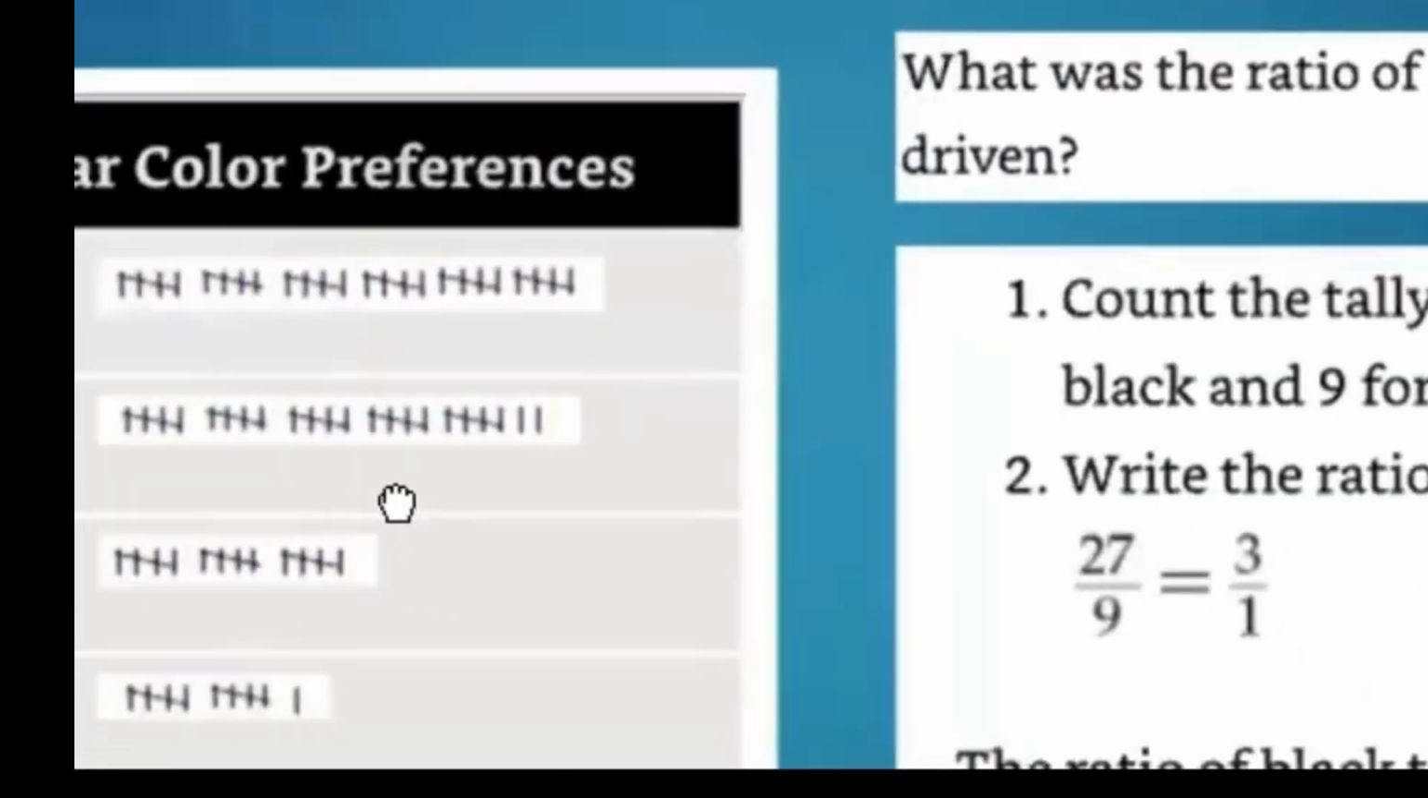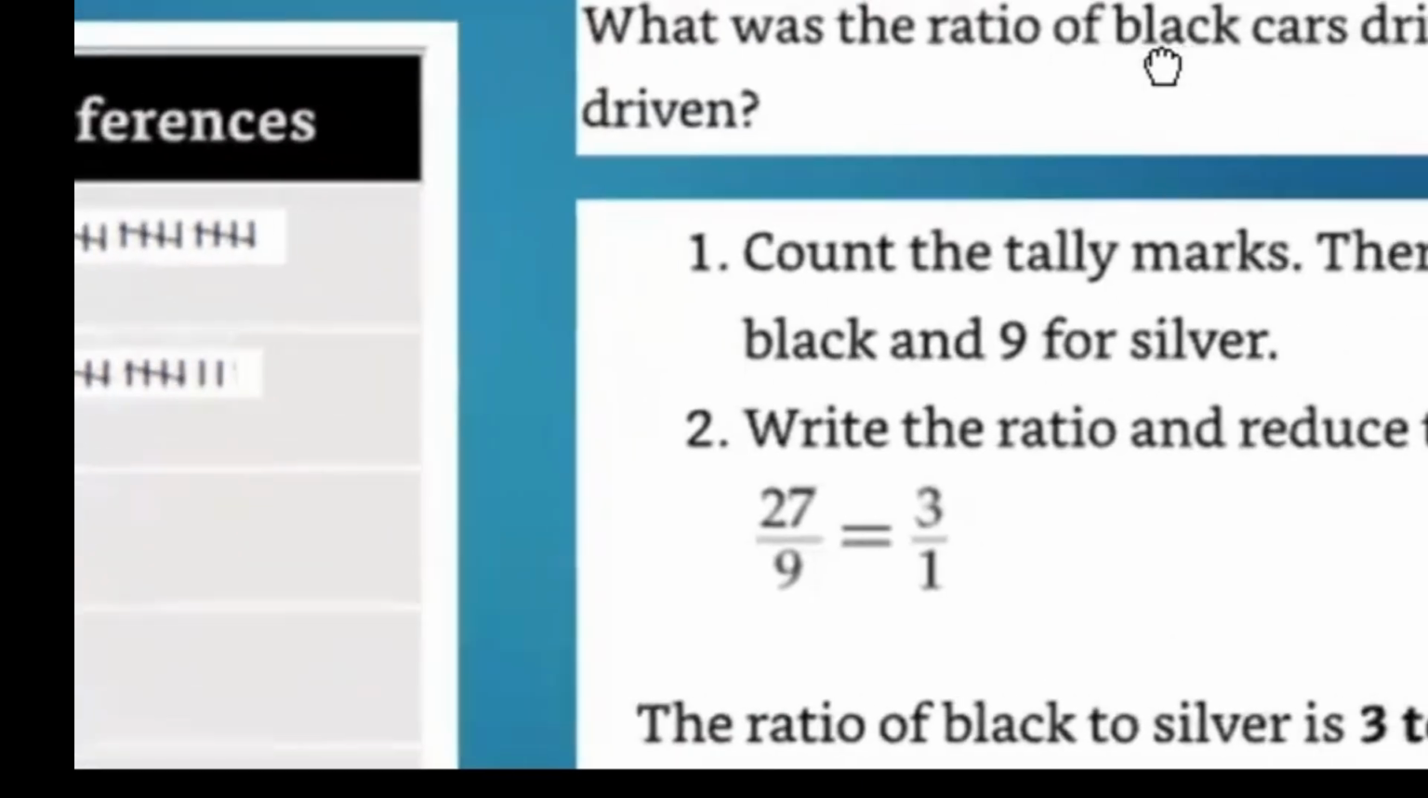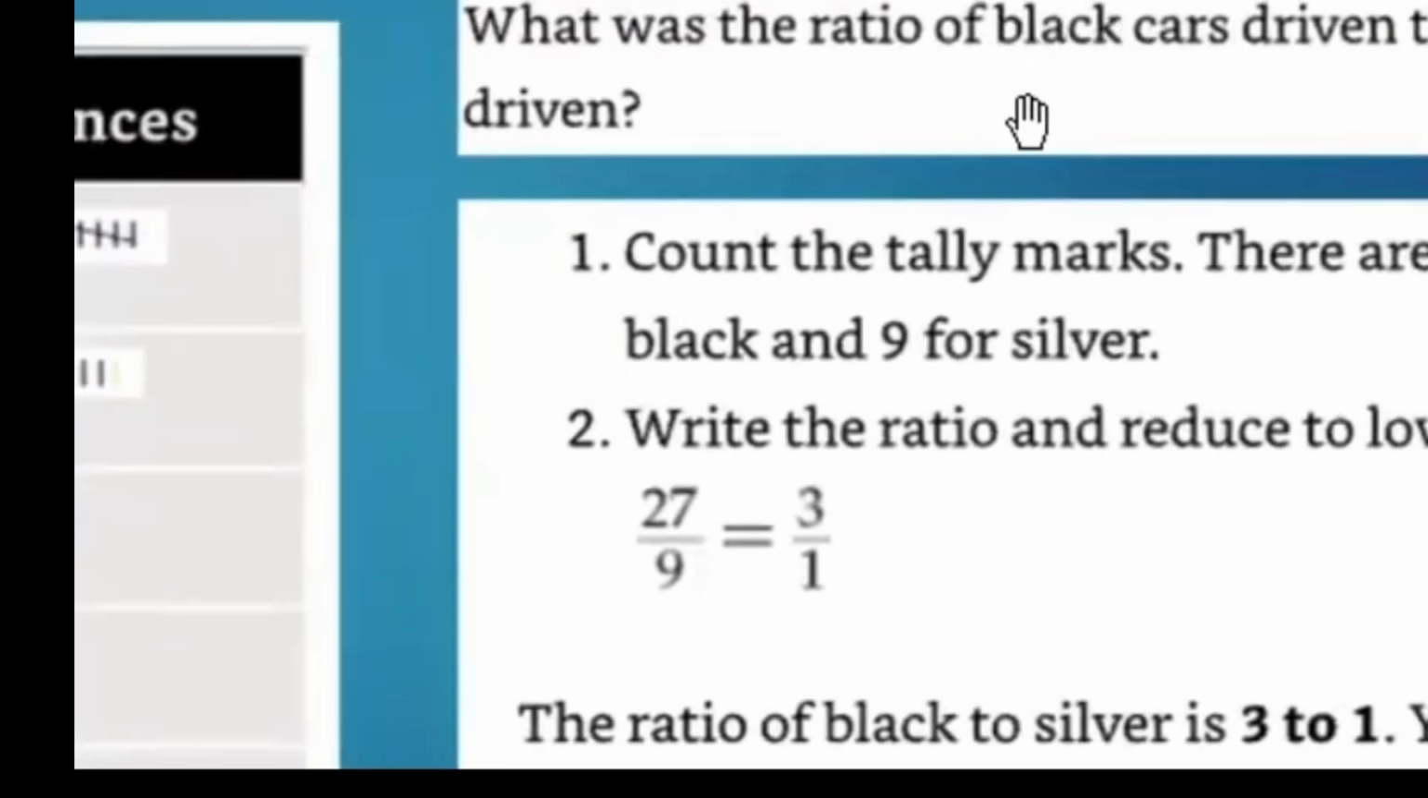But then we had to determine what order to put our ratio in. So we go back to the question. The question mentions black first. So we're going to write down the equivalent number of black cars, which is 27, followed by the number of silver cars, which is 9. And then from our lesson on fractions, we know that this is a top-heavy fraction that we need to reduce to its lowest terms. In this case, that happens to be 3 over 1.